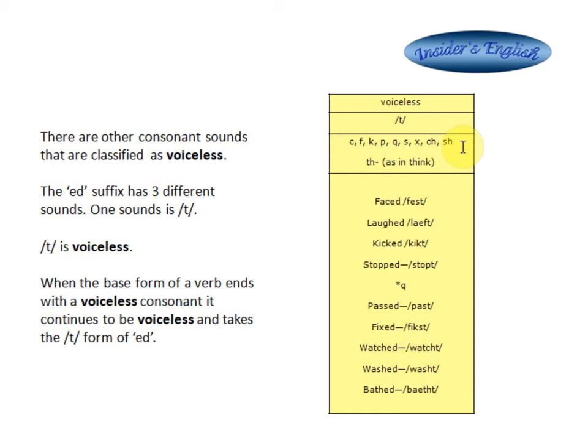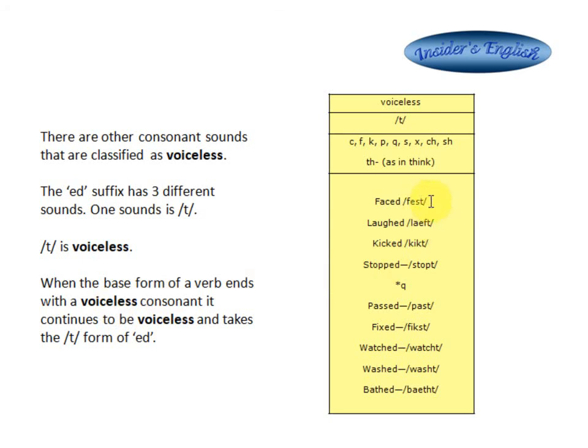The "ud" suffix has 3 different sounds. One is t. It is a voiceless sound. These are voiceless sounds, so they like to stay together. T is voiceless. When the base form of a verb ends with a voiceless consonant, it continues to be voiceless and takes the t form of ud.